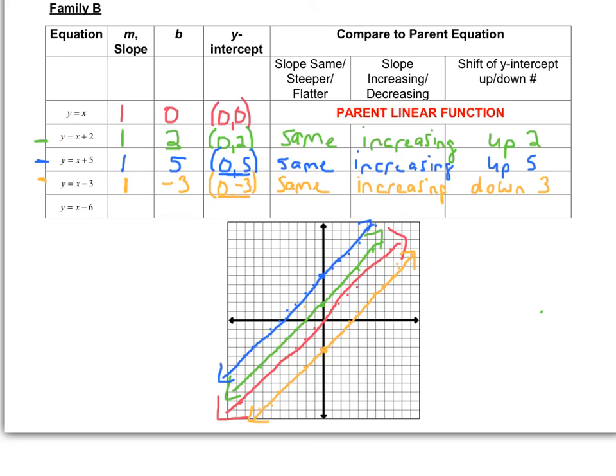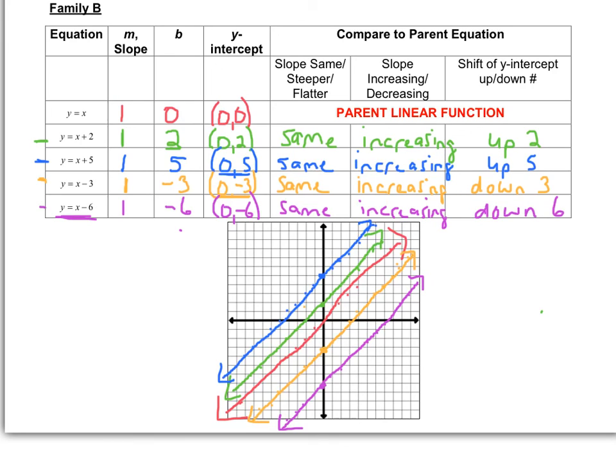All right, the last one is y equals x minus 6. Slope again is 1, and the b is negative 6. The y-intercept is (0, -6). Slope is the same, still an increasing line, only now the shift goes down 6 because b is negative 6. So you would start graphing at (0, -6), which would be there, with the same slope. If you know the drill, go ahead and finish this out and check it. And there we have the purple line, which is parallel to all the other lines.